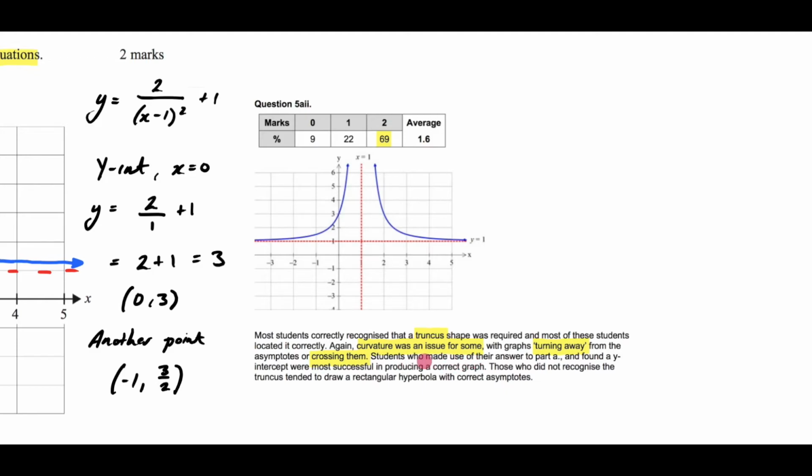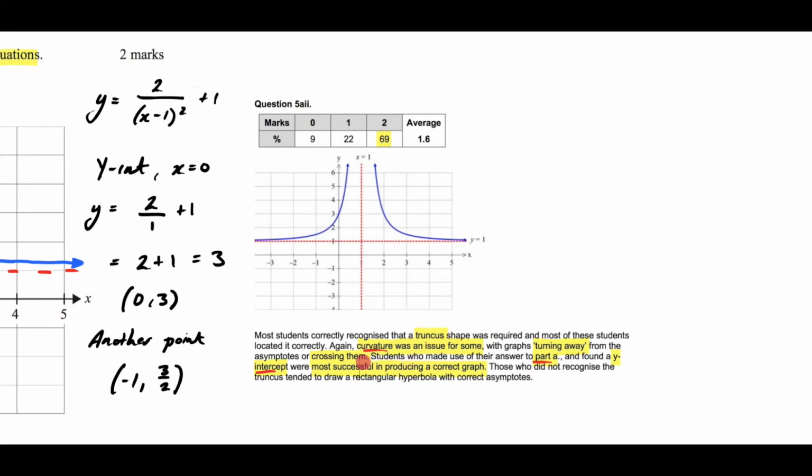Students who made use of their answer to part A and found the y-intercept were most successful in producing a correct graph. Those who did not recognize the truncus tended to draw a rectangular hyperbola with correct asymptotes. So a very important statement right there is that those students who were most successful were those who utilized their answer from part A and who also found the y-intercept, and that enabled them to produce a very accurate graph. And also be careful of the curvature.